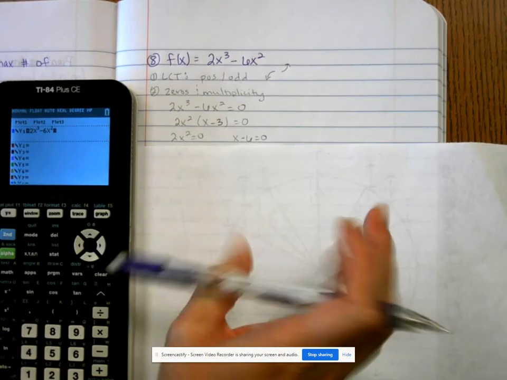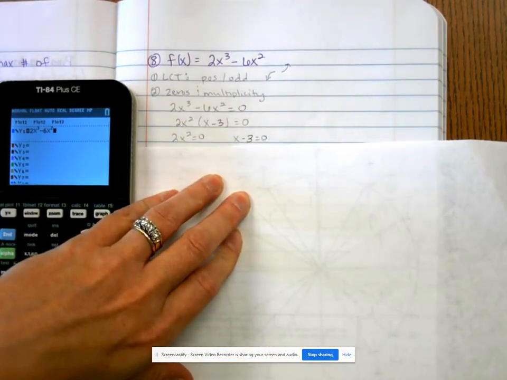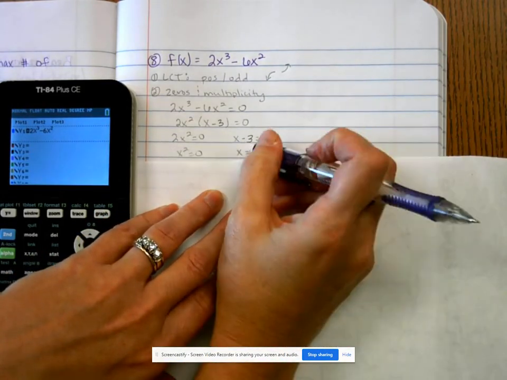So then we get these two from the zero product property. You have to take your factors and set them equal to 0. And then we solve.